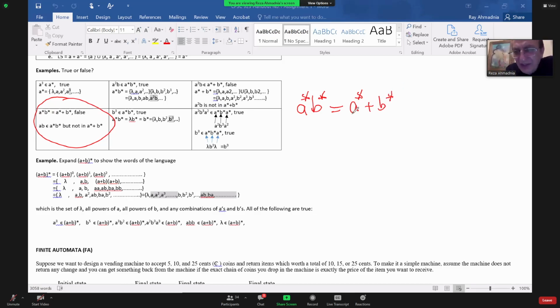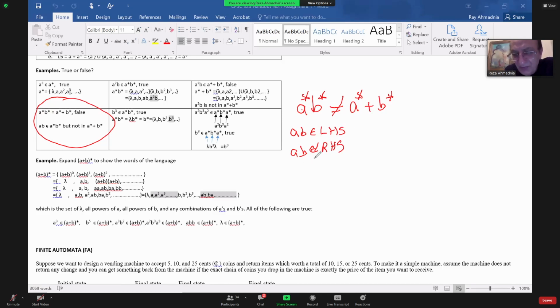Look at the right hand side. Powers of A or powers of B. So AB is what is on the left hand side, A here and then B here, right? But is AB on the right hand side? No, I cannot have any combination of A's and B's here. So this is not on the right hand side. As soon as you find one word which is on the left hand side and not on the right hand side, or vice versa, then this one here is not true.